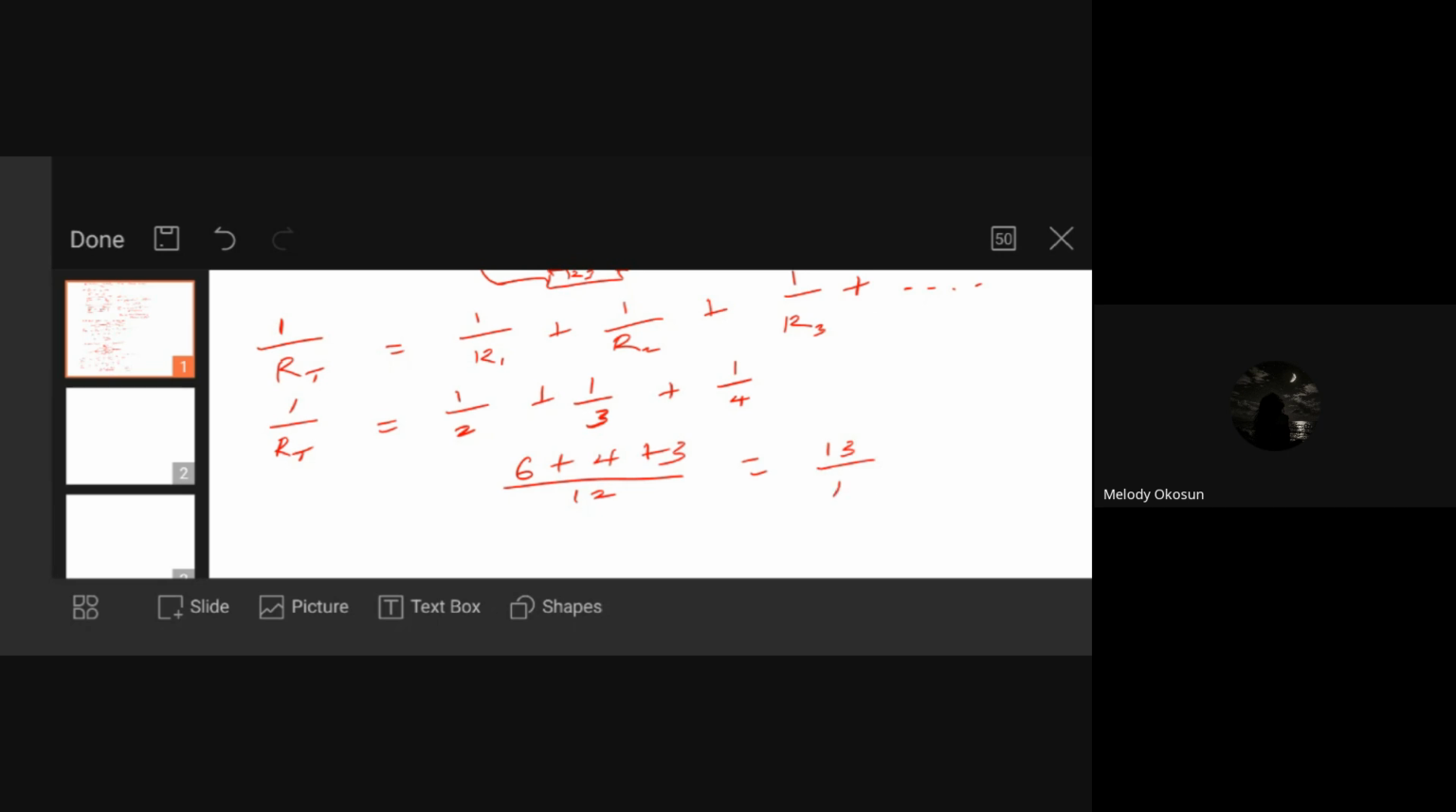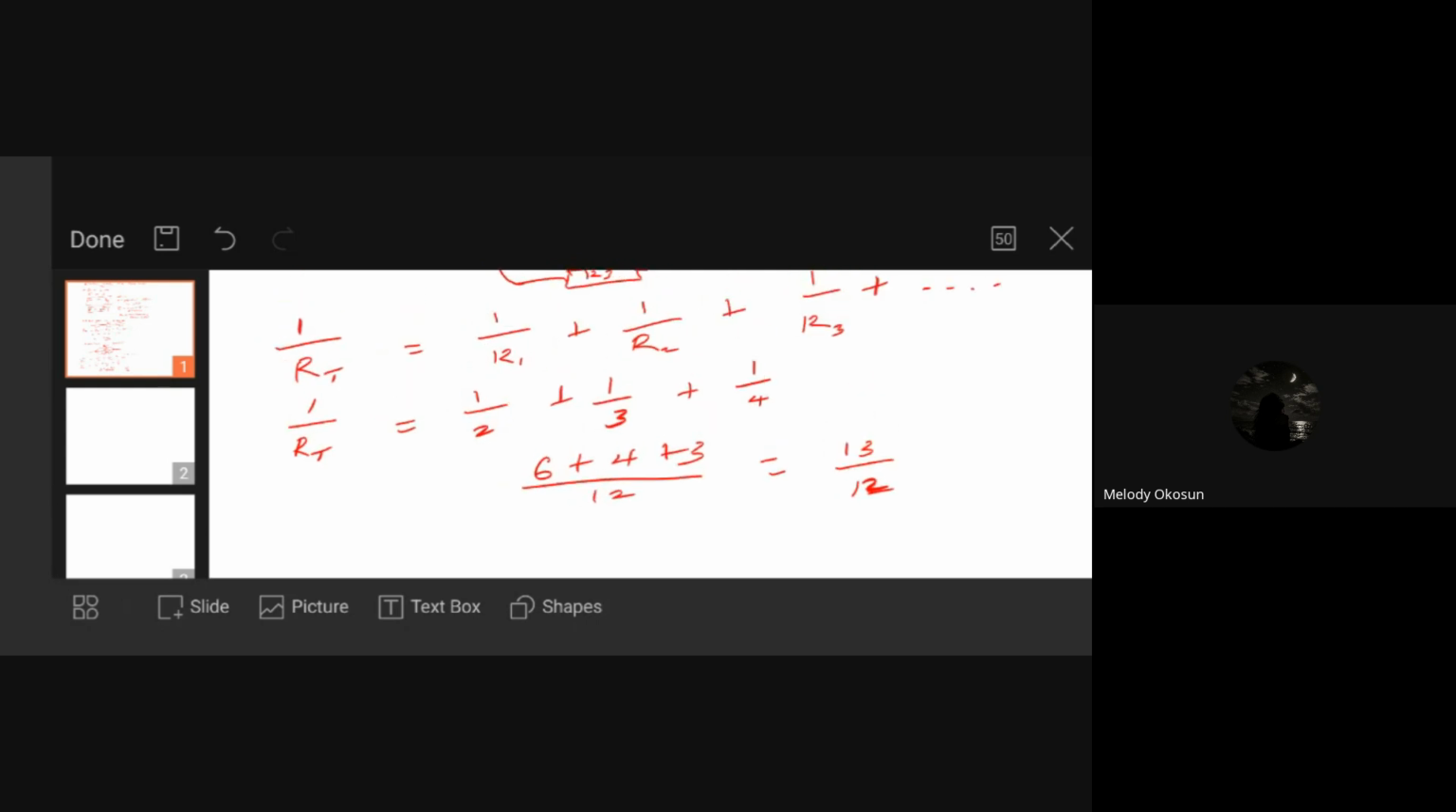So it means that my 1 over RT, sometimes students mix it up and think this is the total resistance. No, remember, what you find is 1 over RT equals 13 over 12. Therefore, RT becomes the inverse of 13 over 12, which gives us 12 over 13 ohms. If you press this in a calculator, you can get it as a fraction. So this is how we calculate resistance when they are connected in parallel. It's as simple as that.